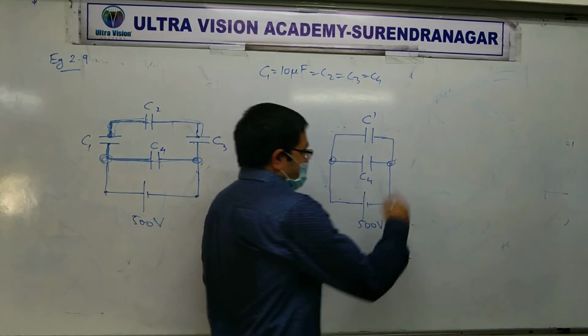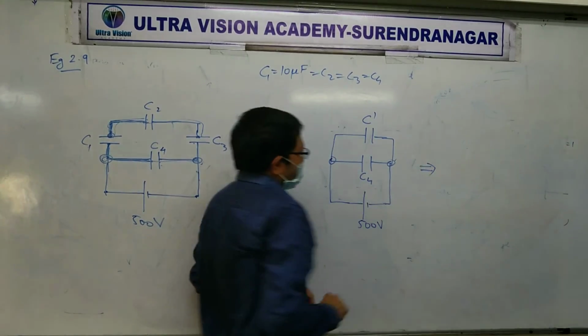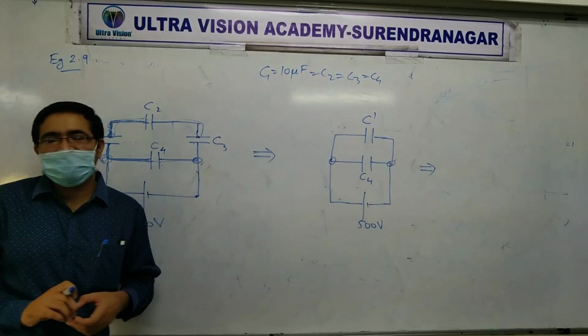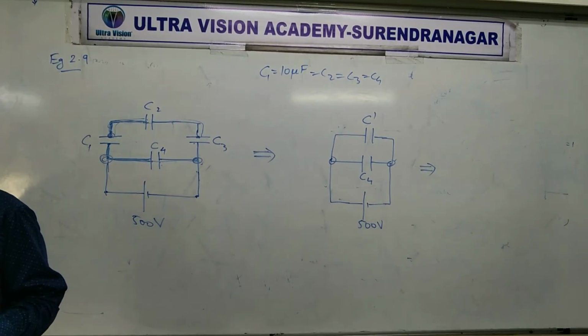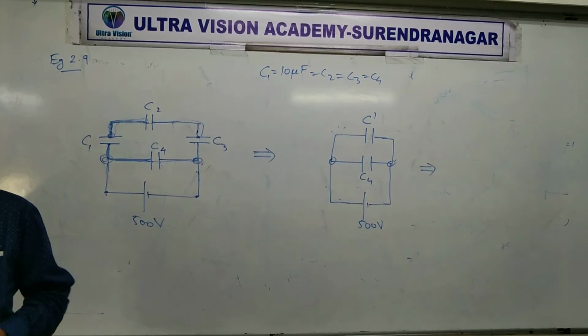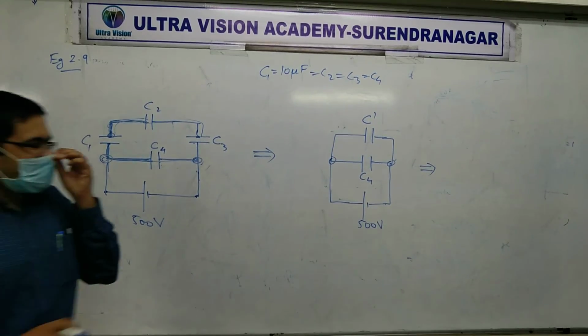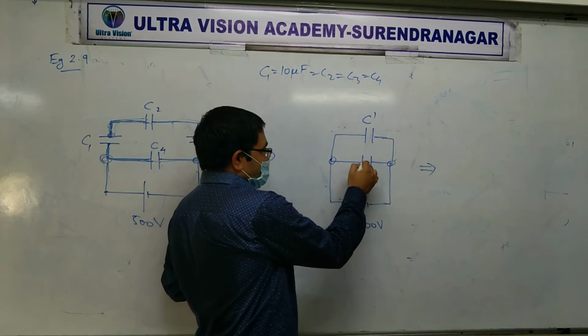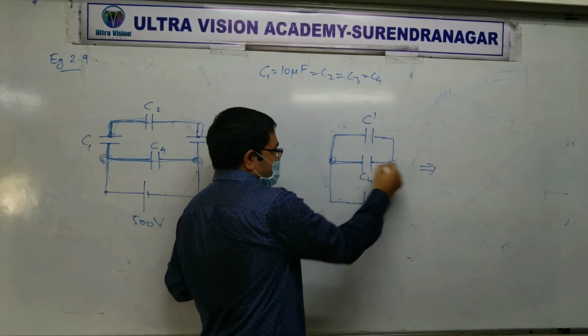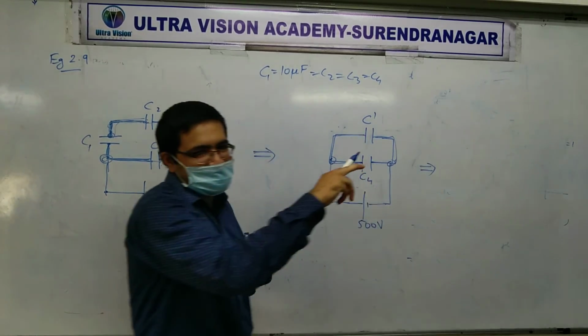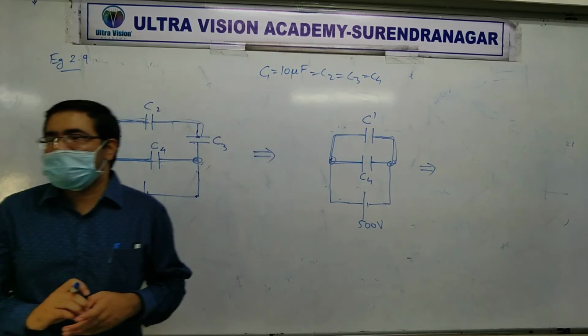Okay, let's write it now. Draw one more diagram. Now, it's easier to identify what? C dash and C4 are in parallel. Now do you see it? How can we confirm? One wire coming from here goes there. Yes. This one wire coming from here. Yes. Both the wires. Correct or not? That means they are in parallel.